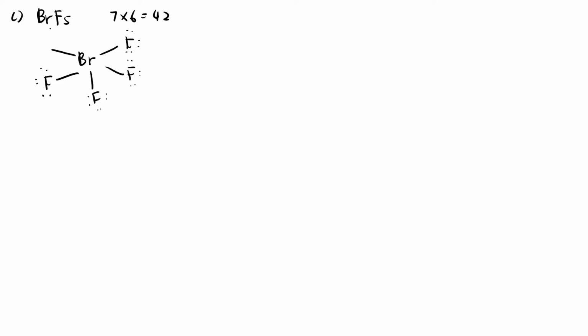Okay, next. BrF5. So 7 times 6, 42 electrons. So Br is the central atom bonded to 5 fluorine: 1, 2, 3, 4, 5. Okay, there is one lone pair. So from the Lewis structure, 1, 2, 3, 4, 5, 5 sigma plus 1 lone pair, so 6, which means sp3d2.